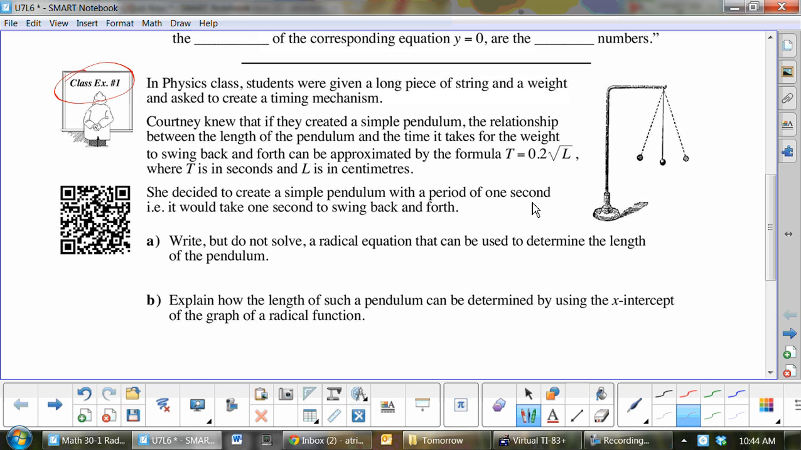Now, Courtney wanted to make a pendulum that would take 1 second to swing back and forth. So obviously, she's looking for the length. She knows how much time she wants it to do, but she needs to know the length. So by using this formula, you would just go 1 equals 0.2 square root L. And we're getting the 1 second from right here, okay?